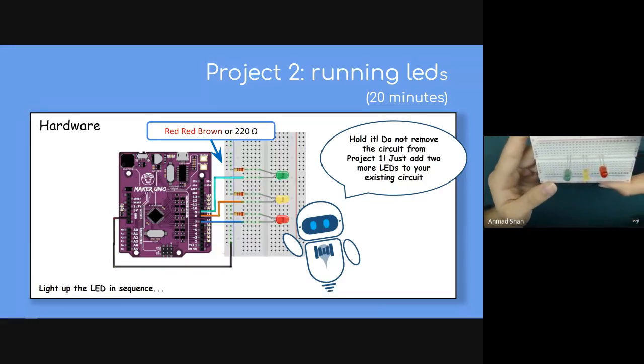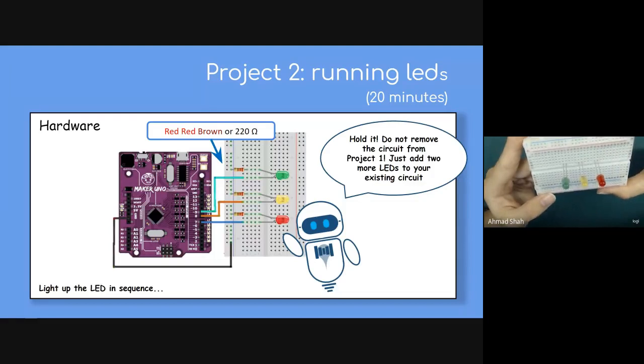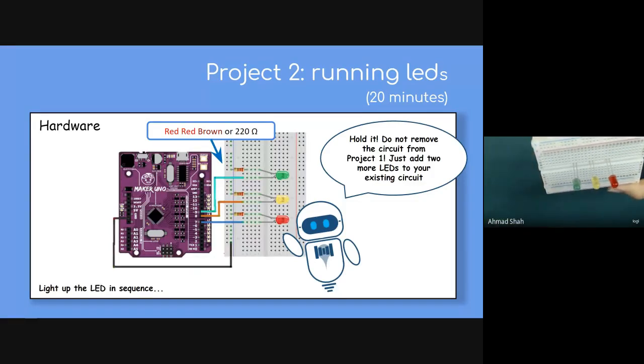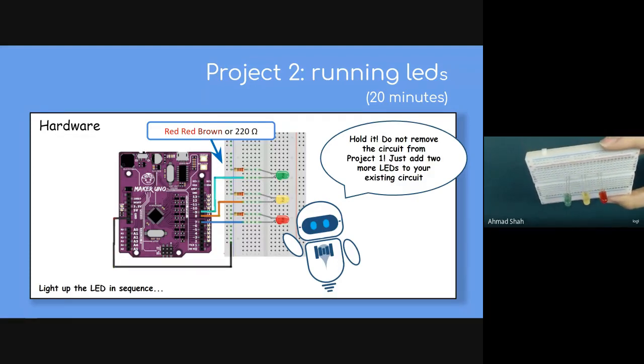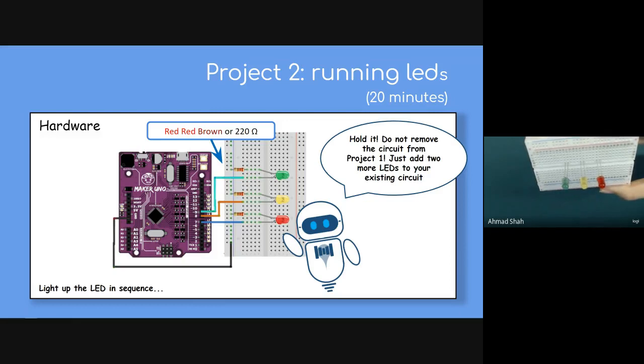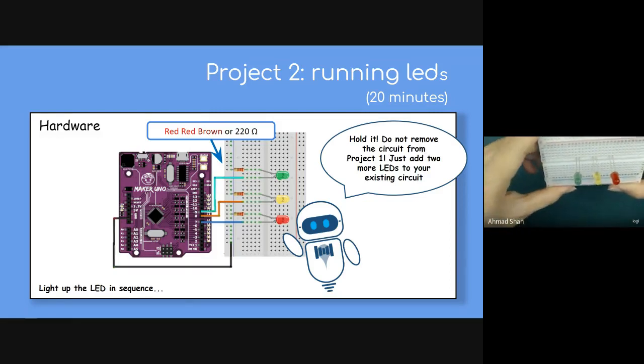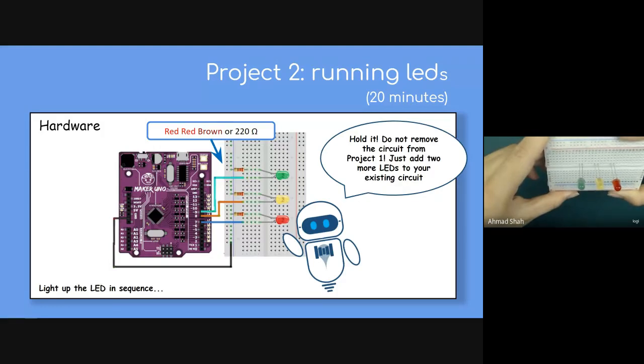So for mine, all my positive legs are on the left, and all the negative legs are on the right. Easier. If you choose to put the negative leg of your LED on your right side, make sure the rest of the LEDs also have the negative terminal on the right side, so it's easier for you to know.